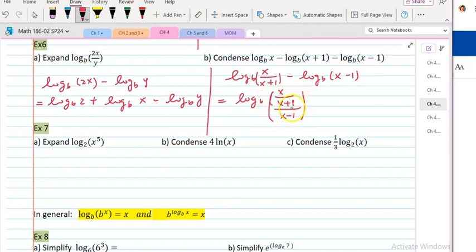Can you manage if you have things like this? This is the same as log base b of x over x plus 1 times the reciprocal of it, right? 1 over x minus 1. So that means I have both of these in the denominator. If you subtract both of these, the only one in the numerator is x. You can rewrite it more nicely as log base b of x over x plus 1 times x minus 1. You can multiply them or not multiply, it's fine.